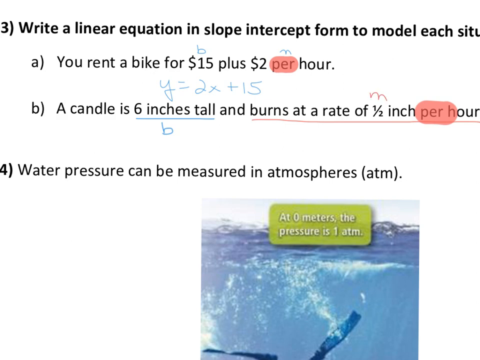However, we have to be very careful because of this word burn. If we're burning, that means we actually should be using negative 1/2 because it's going down. So your equation should have been y equals negative 1/2 x plus 6.